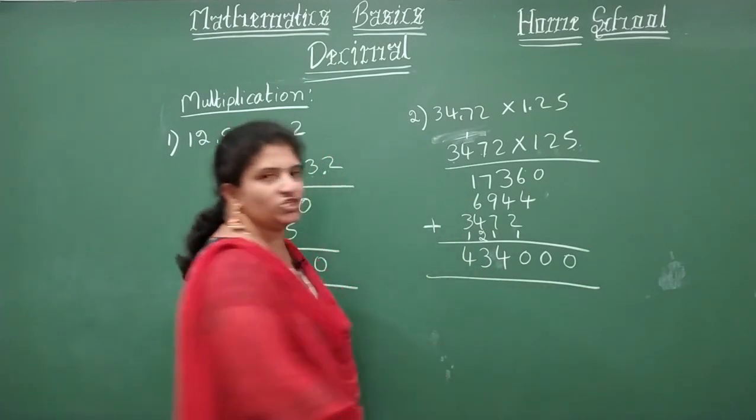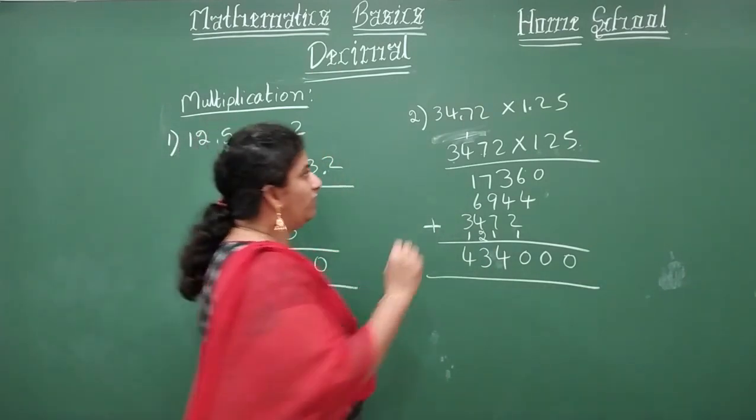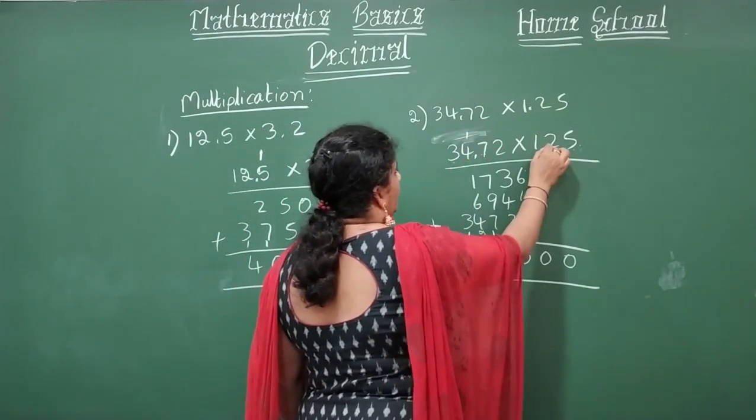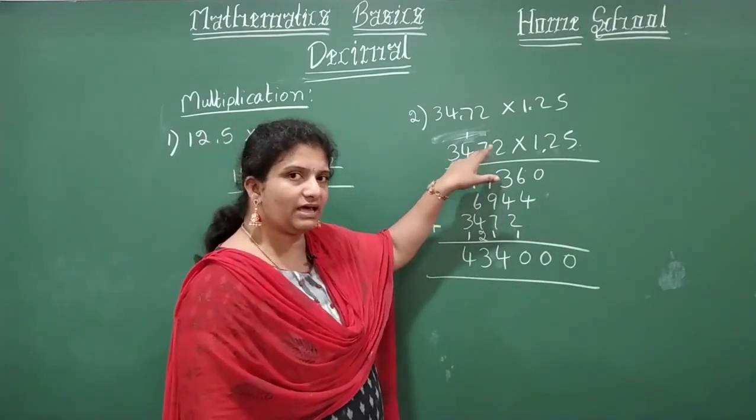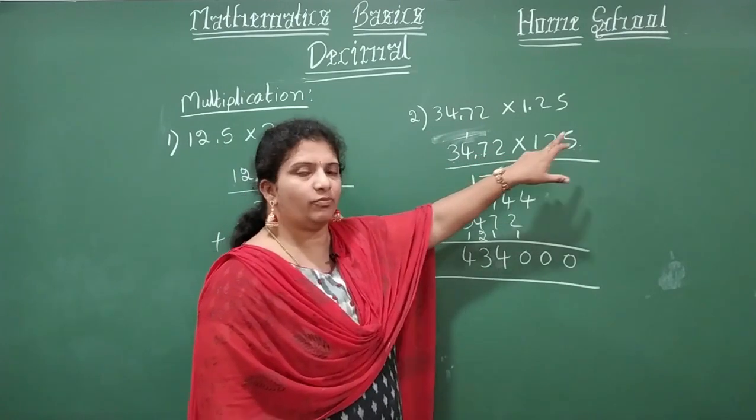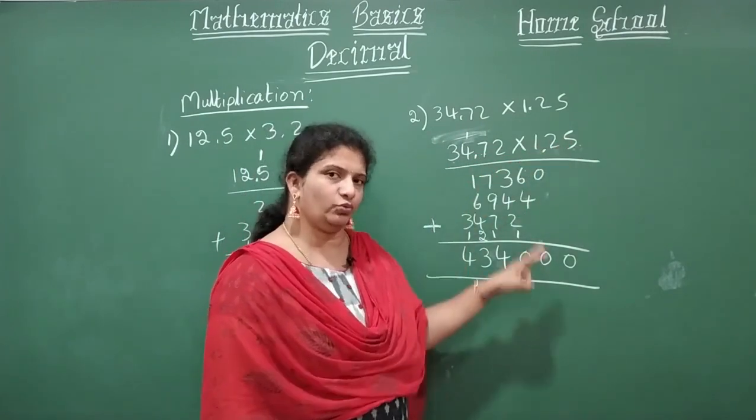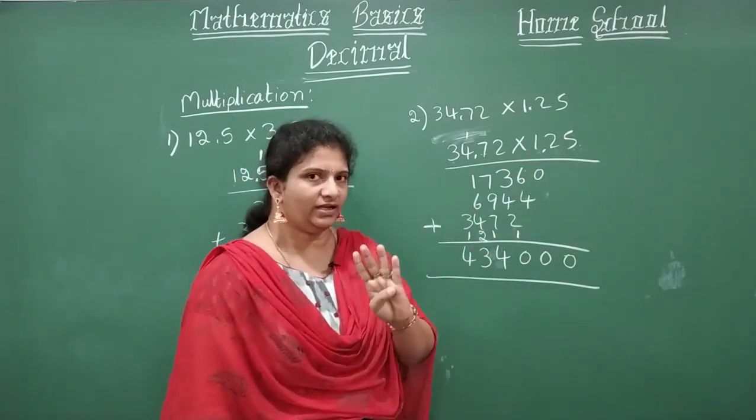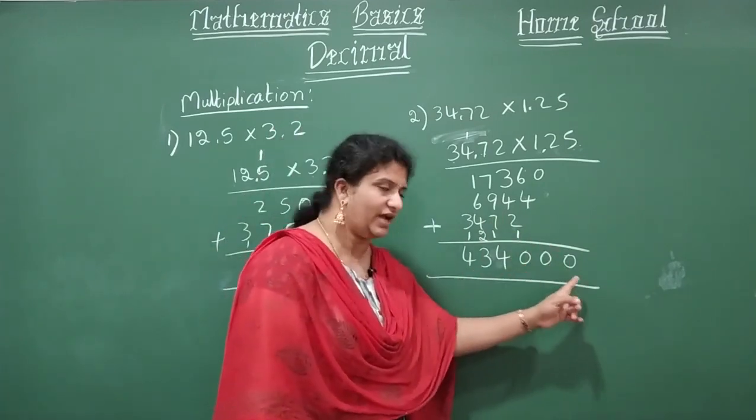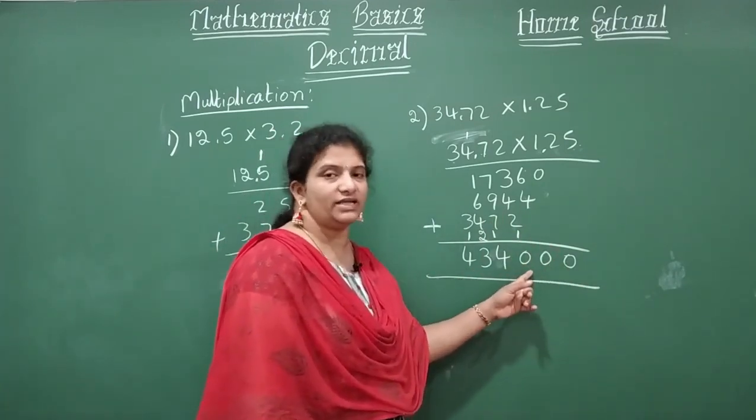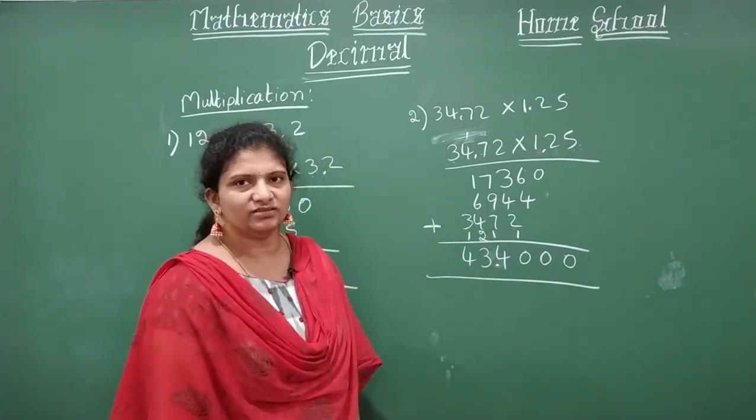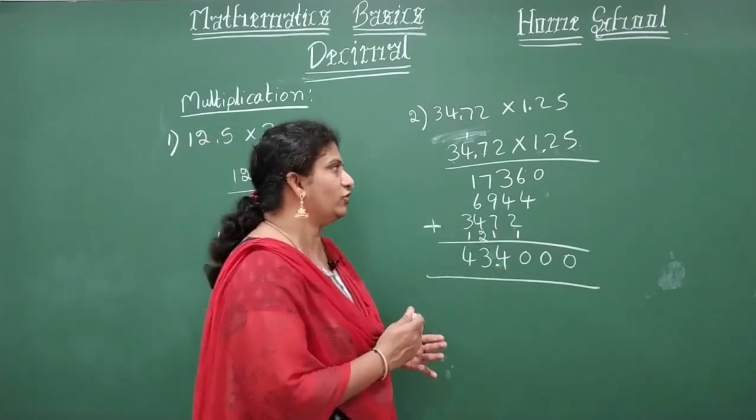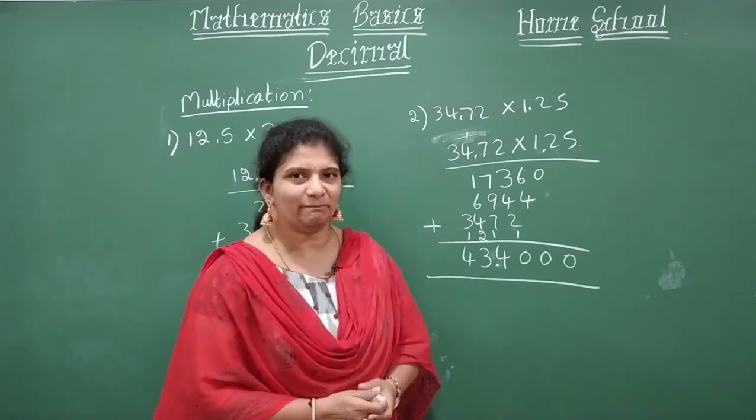Now observe here, children, what I am going to do now. Point here, point here. So after the decimal point, how many decimals are there? 2. After the decimal point, how many decimals are there? 2. 2 plus 2, 4, right? So start from the right side. After 4 decimals, put the point. This is your answer. Okay, this is the way we need to multiply two decimal numbers.